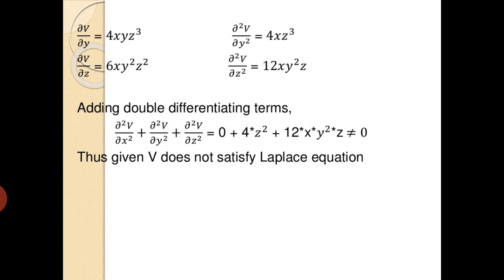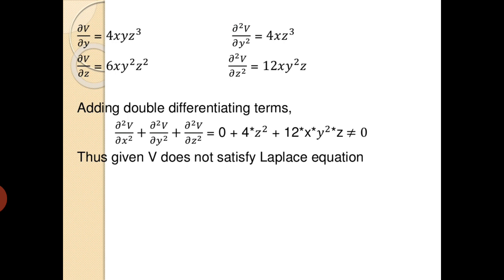Adding all these second derivatives, to satisfy the Laplace equation, dou square V by dou x square plus dou square V by dou y square plus dou square V by dou z square should be equal to 0. Putting in all these values, we get 0 plus 4xz cube plus 12xy square z. This addition does not make the equation 0, so it is not equal to 0.